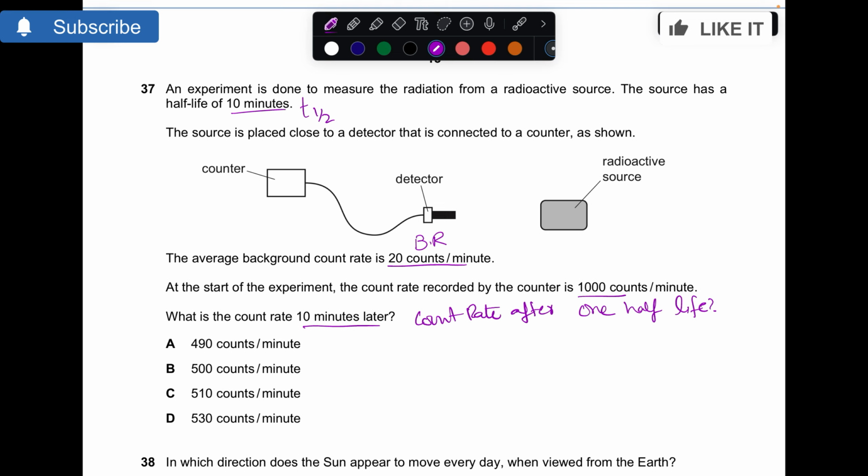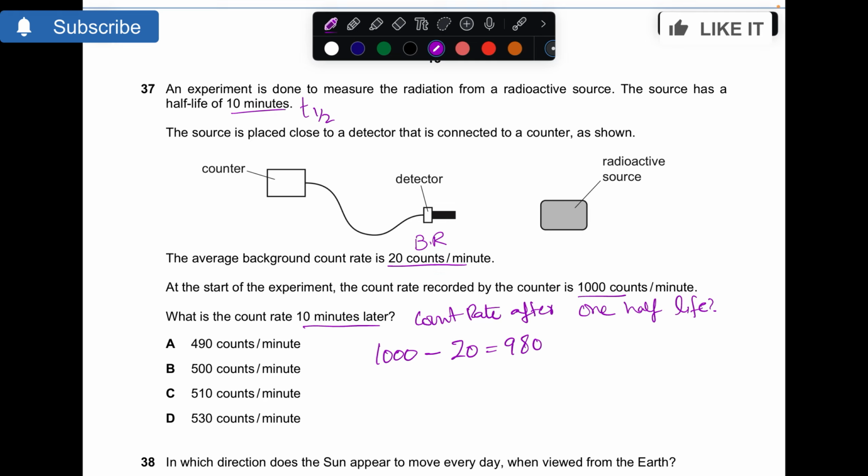First, you have to find the corrected count rate, that is the radiation coming from the source. So for that, 1000 is the reading, you have to subtract the background radiation, that is 20, so you will get 980. That is the reading of the source.